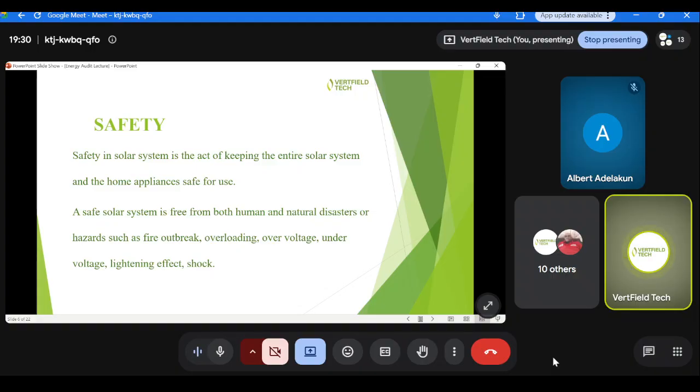Over time, we have heard clients, or not just clients, landlords, say that they don't want to put solar panels on their roofs because the panels cause or lead to fire outbreaks. But at what point does your solar panel lead to fire outbreak?